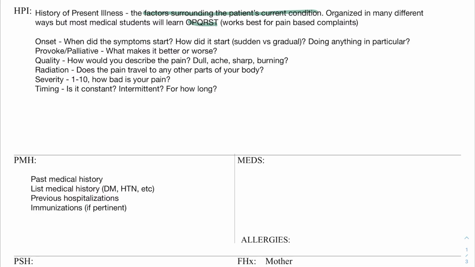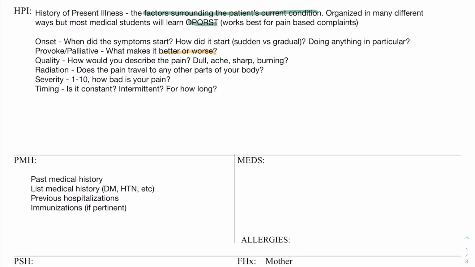Next is the provoking factors, the palliative factors. Generally, all that means is what made it better, what made it worse. And those are really important for something like chest pain, because if someone tells you that my chest started hurting after doing exercise, well, then is your heart not able to keep up with the exercise you're doing? And if so, well, crap, we're probably thinking something along with the heart. So it is very important to know what is making it worse.